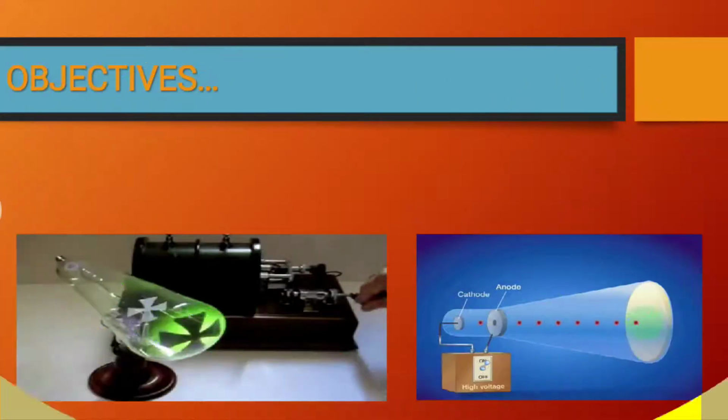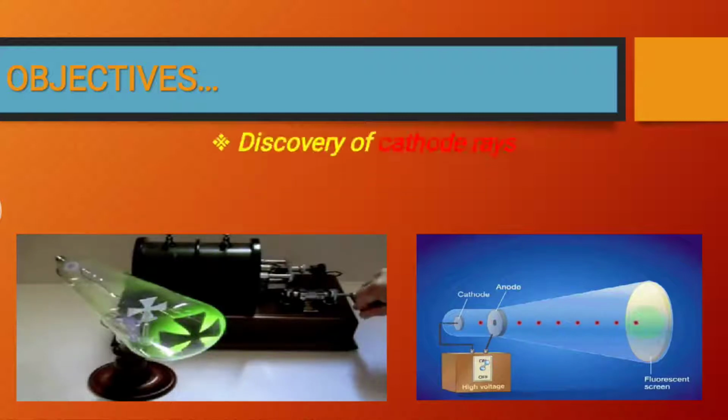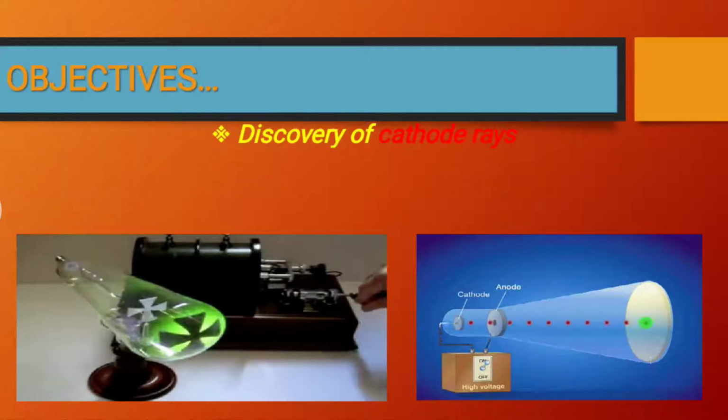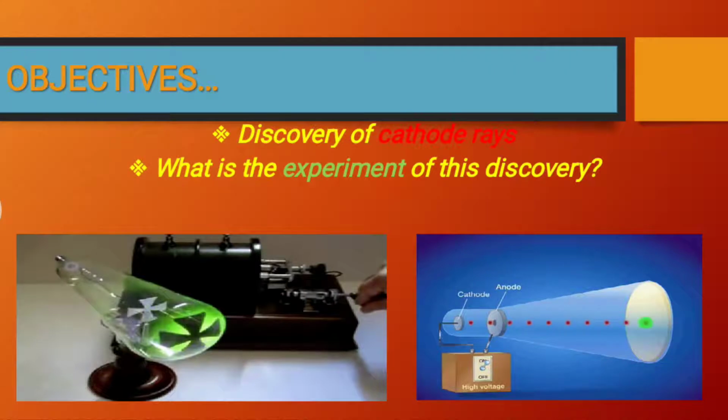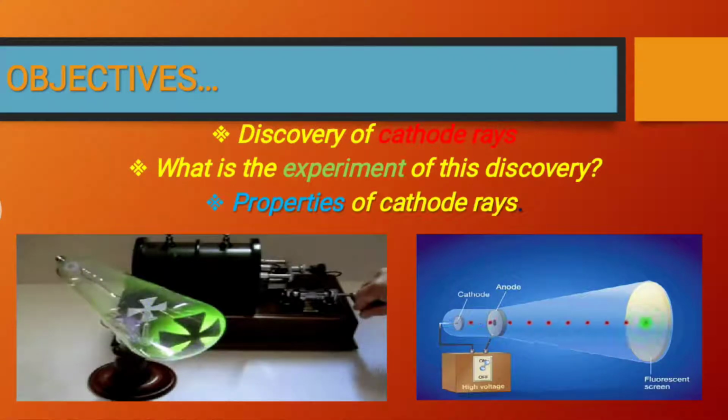Now, objectives of our today lecture. Students, after today lecture, you will be able to explain discovery of electron. What is the experiment of this discovery? Properties of cathode rays.